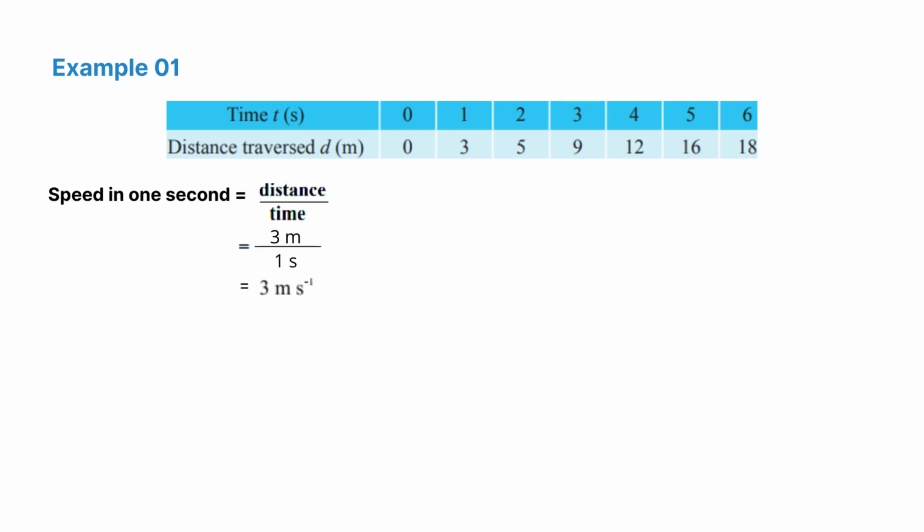First of all, let's write the equation, that is speed equals distance over time. Now the distance traveled in 1 second is 3 meters, then 3 meters divided by 1 second, then the speed is 3 meters per second. Then now find the speed during 2 seconds. Now the distance traveled in 2 seconds is 5 meters, then 5 meters divided by 2 seconds, then the speed is 2.5 meters per second.